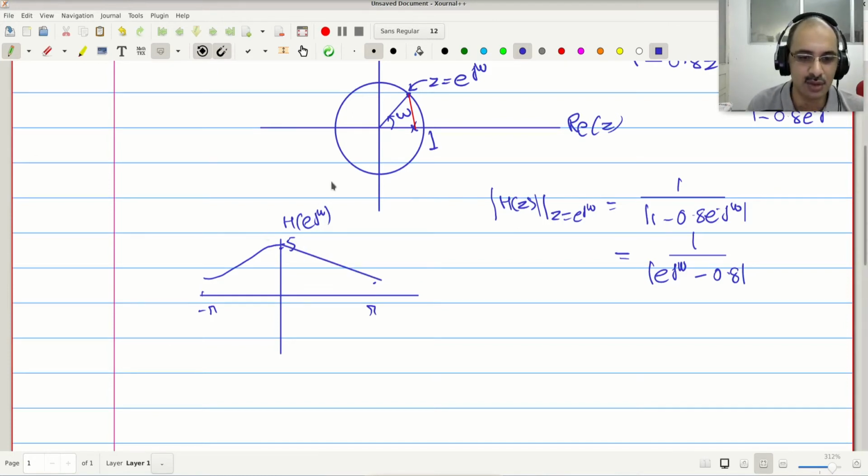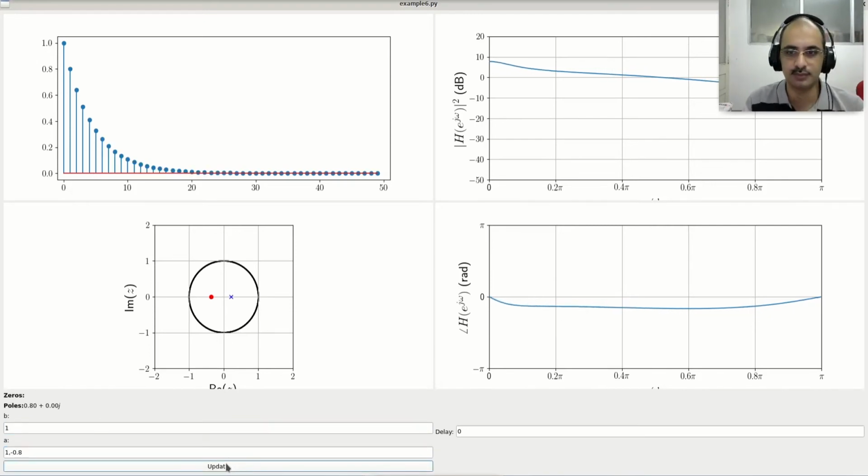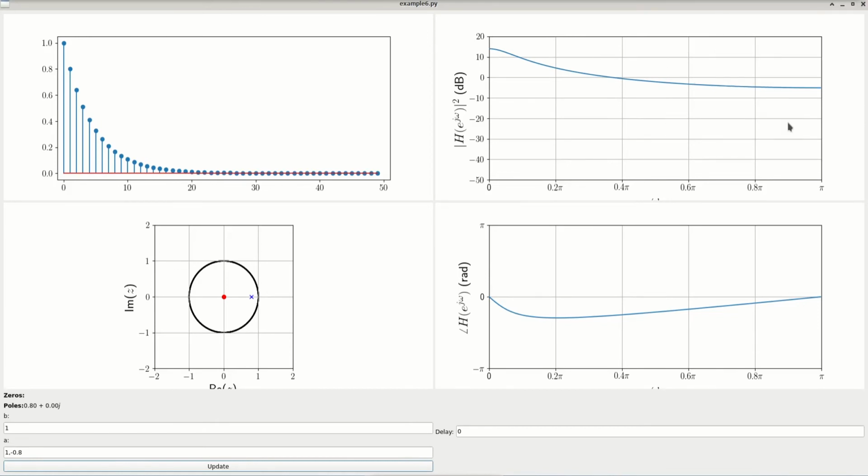It's going to be symmetric, but it's going to look like this. To prove it to you, I have my tool open. So 1 minus 0.8, and you see that this is exactly what it looks like. Of course, there's the minor issue that this is a log plot, which is why you won't exactly see it, but it makes complete sense. This is exactly what it is.